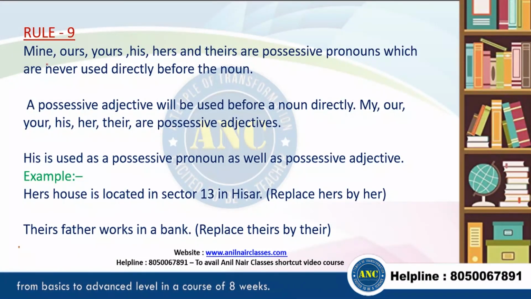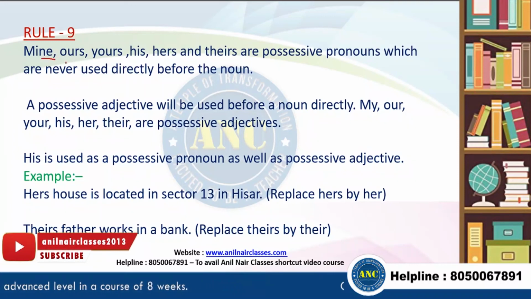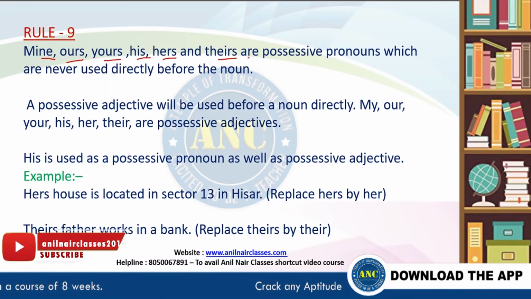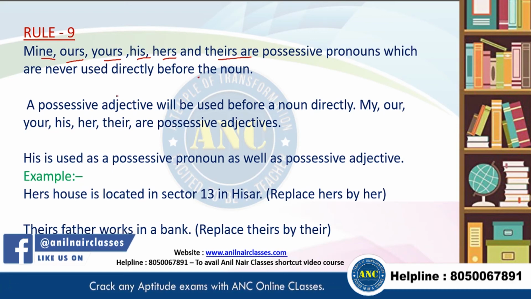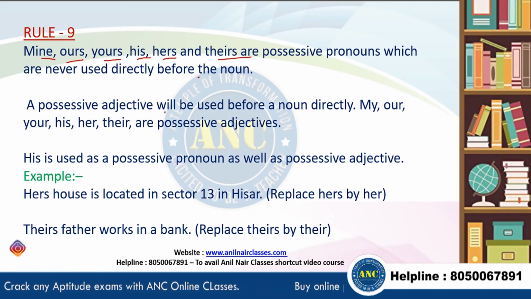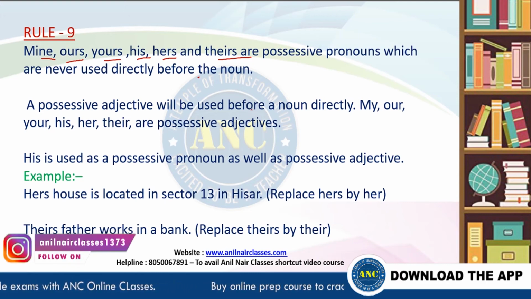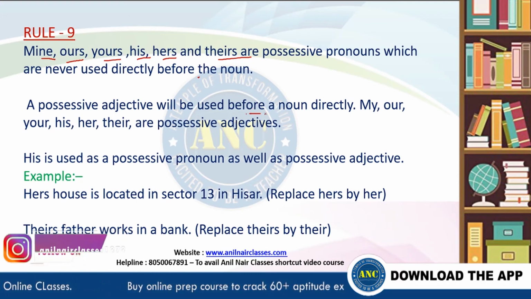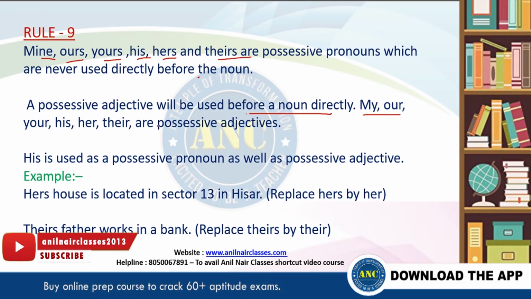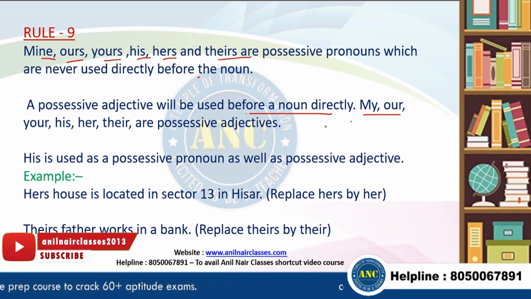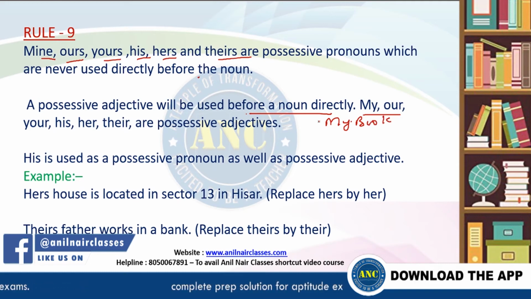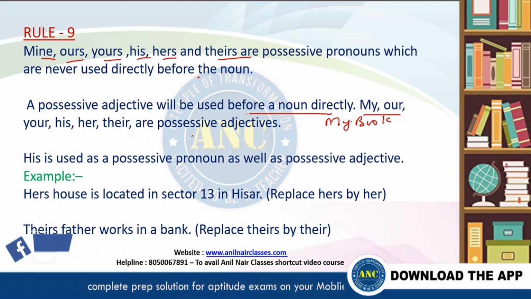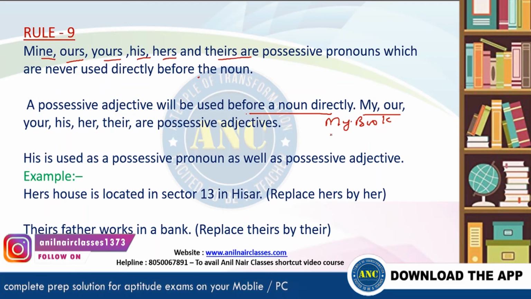Now we have the possessive pronouns like mine, ours, yours, his, hers, and theirs. Now they will never be used directly before the nouns. Possessive adjectives will be used. Another set of possessive adjectives will be used before the noun directly, like my, your. So I told you, you can say my book, our book, your book, her book, their book. These are all the possessive adjectives.